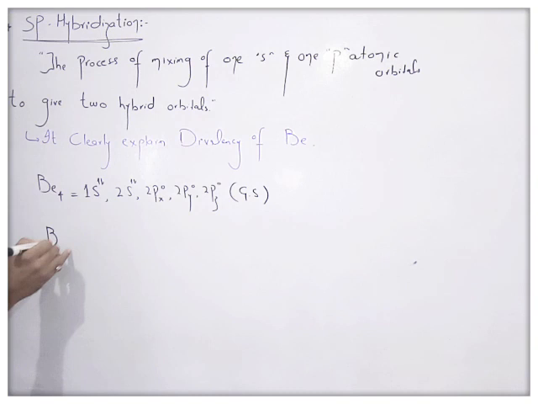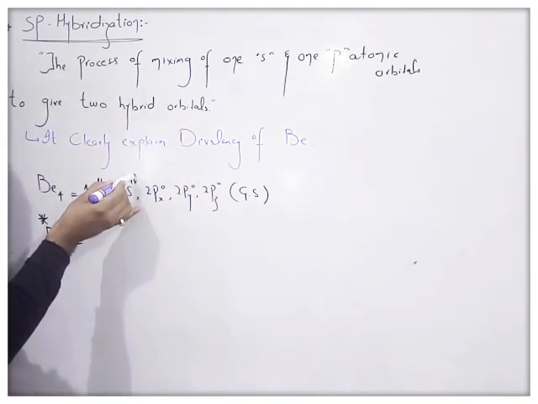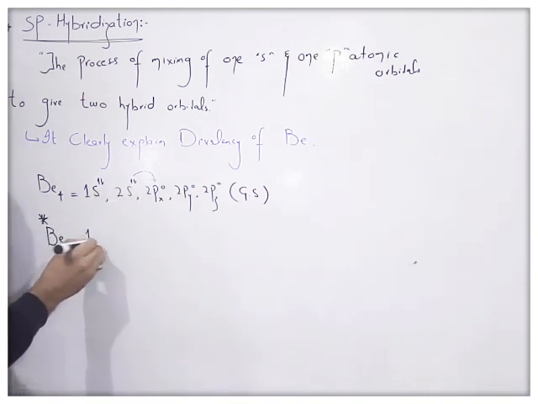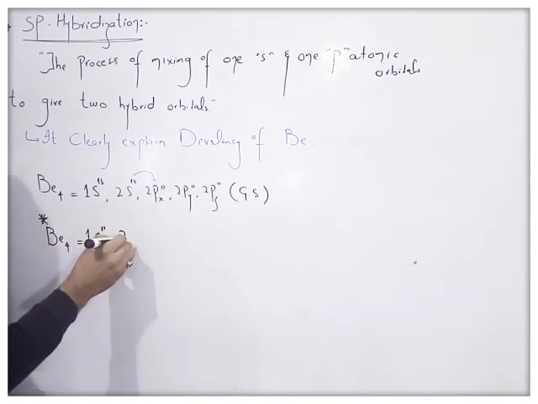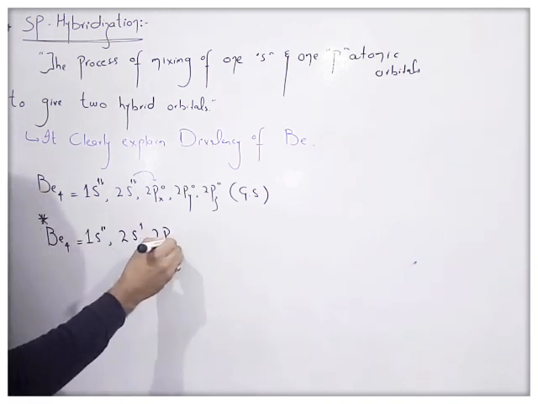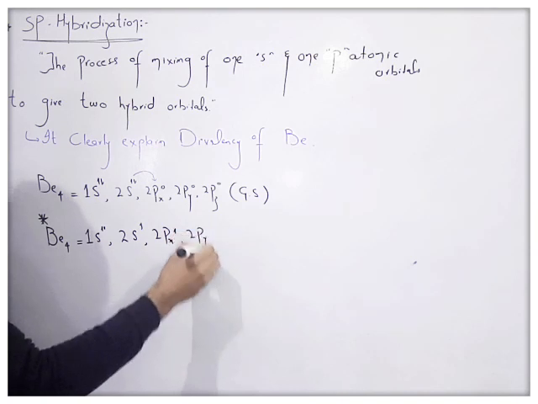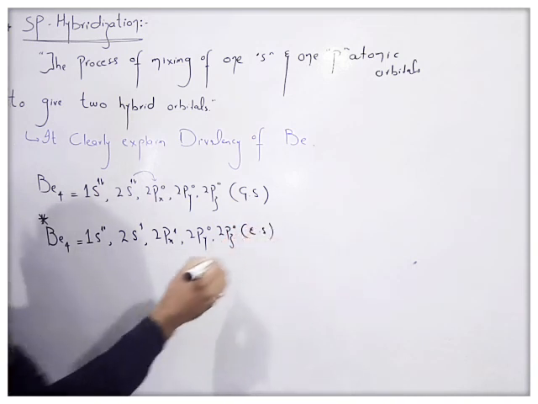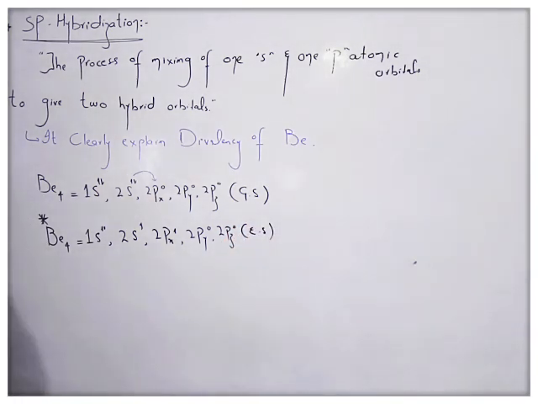Beryllium forms 2 bonds and we know that bond formation is an energy releasing process. That energy is utilized to excite the beryllium atom, and one electron will shift from 2s orbital to 2px orbital and electronic configuration becomes 1s2, 2s1 instead of 2s2, 2px1, 2py0 and 2pz also empty. That is high energy state, and high energy state is called excited state.